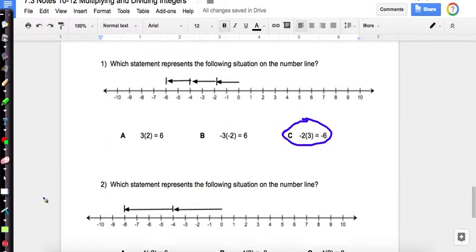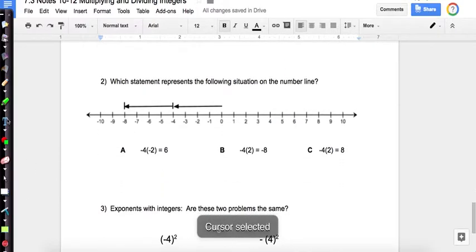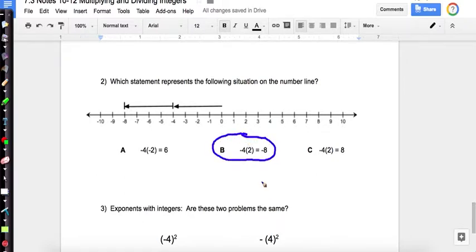Okay, number 2, which statement represents the following situation on the number line? So how many arrows do I have? That's correct, 2. How long is each arrow? Good. Each arrow has a length of negative 4. And the length will be negative when you're going to the left of 0. So we're looking for negative 4 times 2 or 2 times negative 4. And the last arrow ends at negative 8, so I'm also looking for an answer of negative 8. So that would lead me to B.